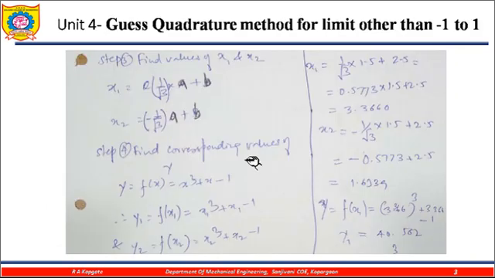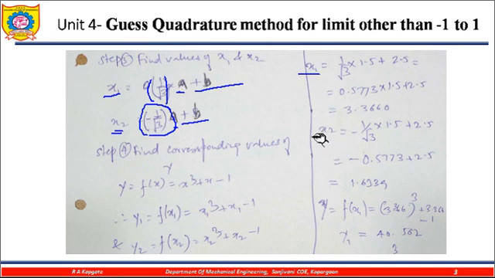Let us move on to the next step, that is, find the values of x1 and x2. So what is x1? x1 is equal to 1 upon root 3 into a plus b, while x2 is equal to minus 1 upon root 3 into a plus b. So here it is plus 1 upon root 3, here minus 1 upon root 3, and accordingly I am calculating x1 and x2.